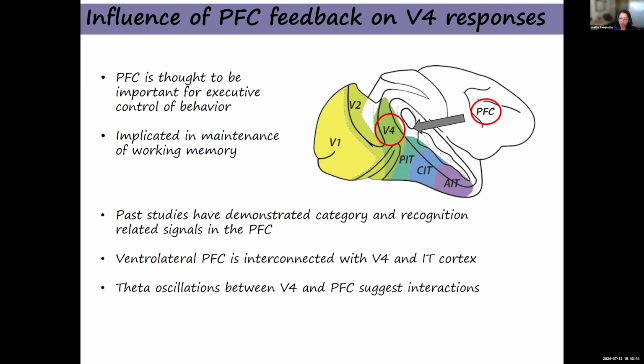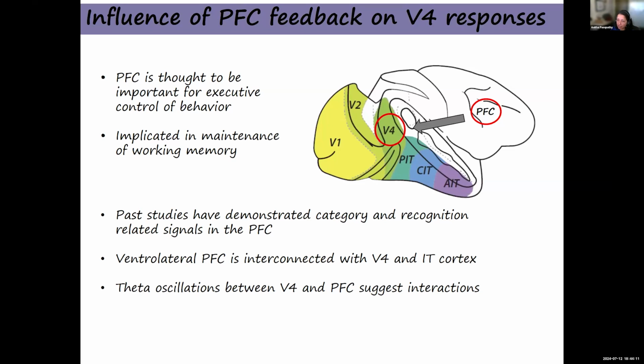And there are lots of reasons to motivate prefrontal cortex as the source of this feedback. PFC is thought to be important for executive control of behavior. It's implicated in the maintenance of working memory. And past studies have also shown that prefrontal cortex is involved in recognition, and it interacts with regions in the visual cortex, specifically area V4.